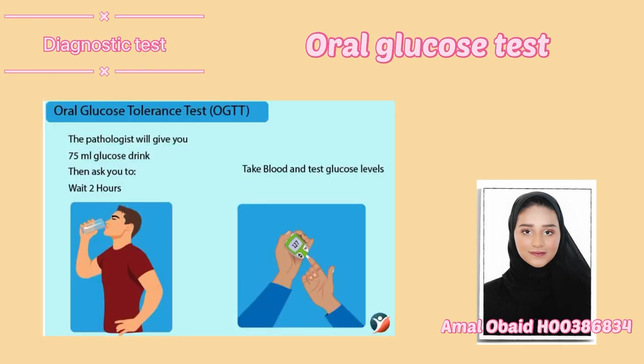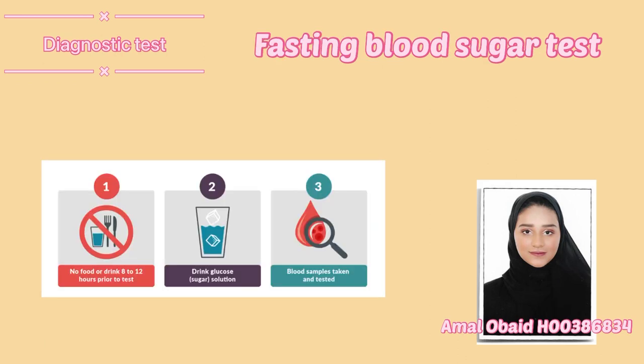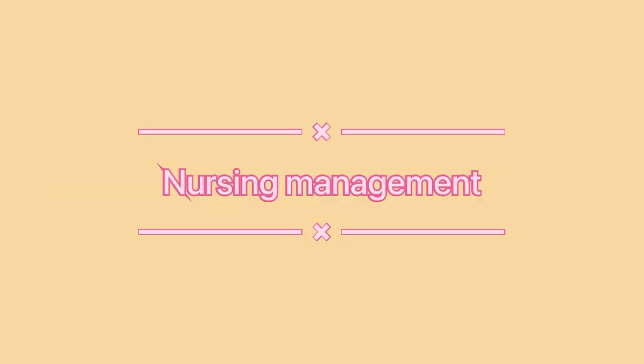The third test is the oral glucose test. After fasting overnight and then drinking a sugary liquid, the blood sugar levels are checked for the next 2 hours, and the results are interpreted: less than 140 mg is normal. The last test is fasting blood sugar. A blood sample is taken after an overnight fast, and results of less than 100 mg are normal.